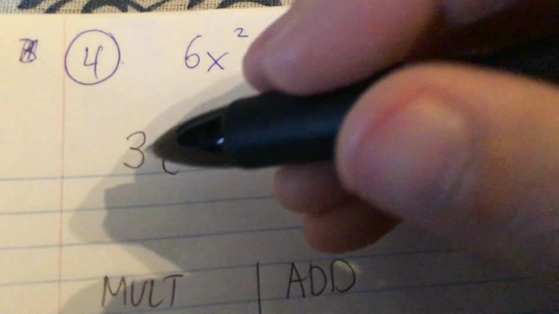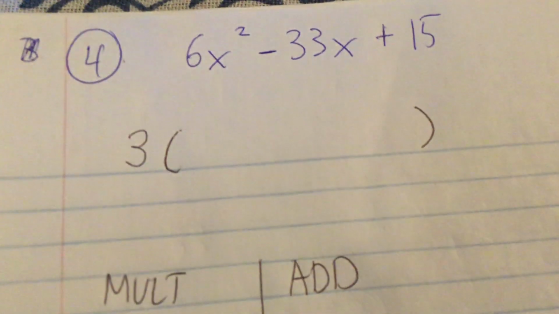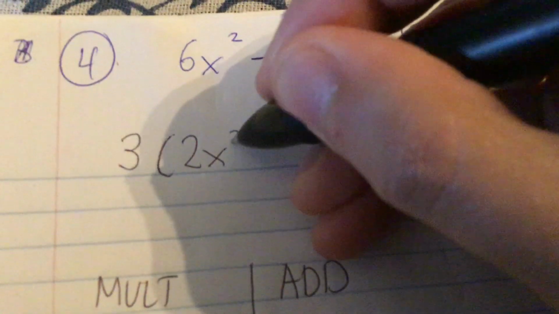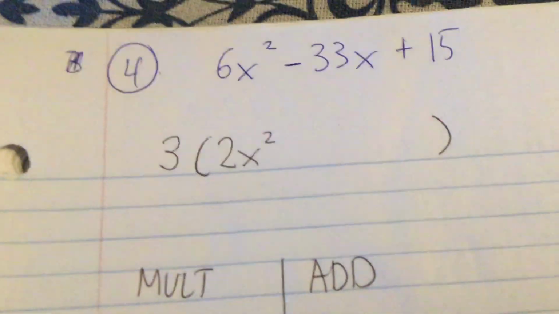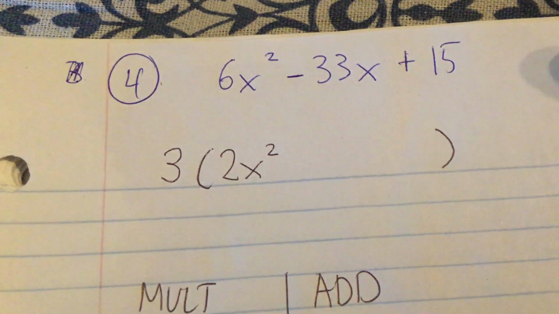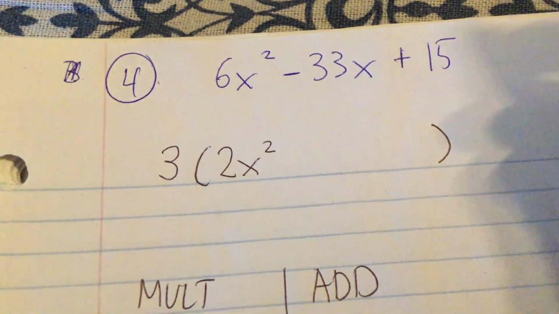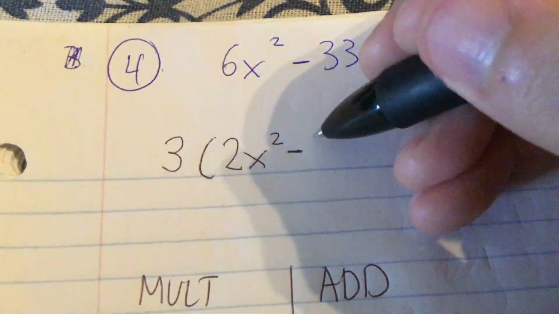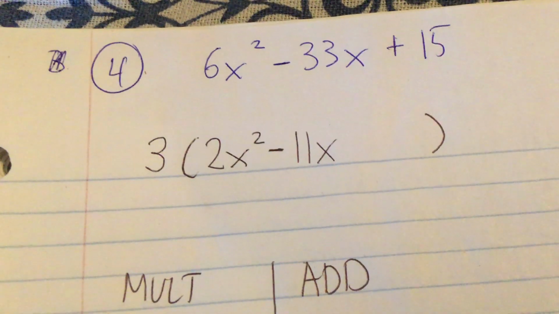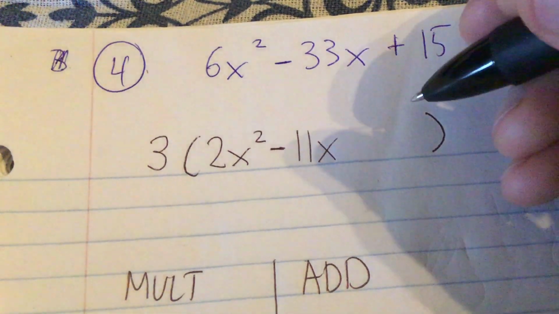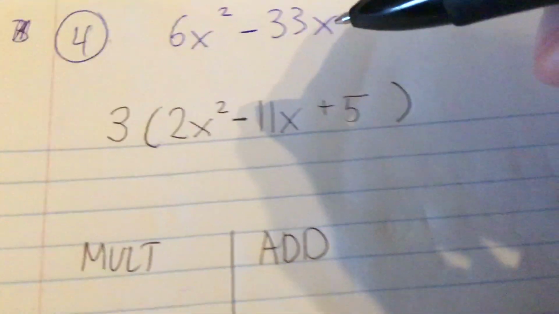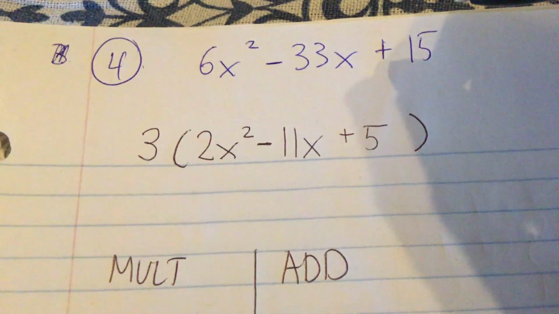So I factor out a 3. 3 times what is 6x squared? 2x squared. 3 times what is negative 33x? That'd be negative 11x. 3 times what is positive 15? That'd be positive 5. So if I factor out the 3, I've made my life significantly easier.